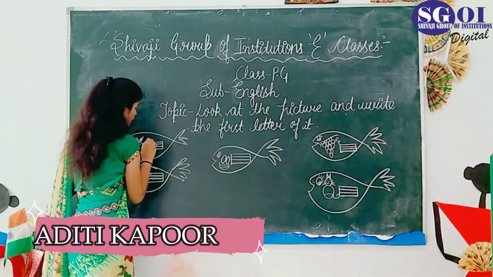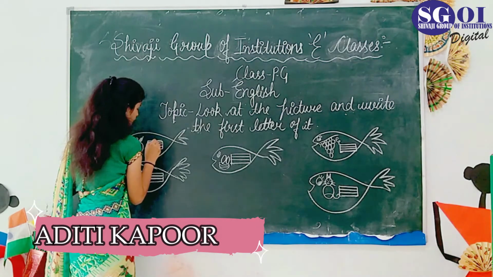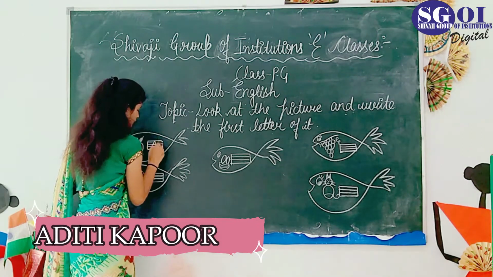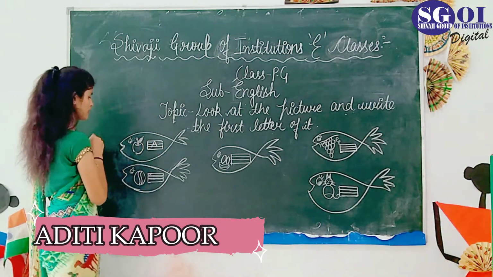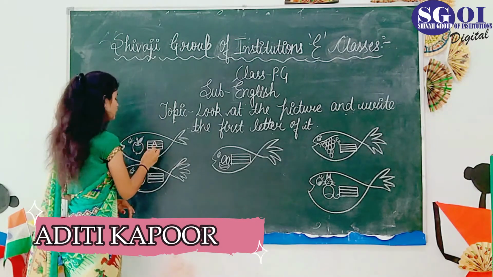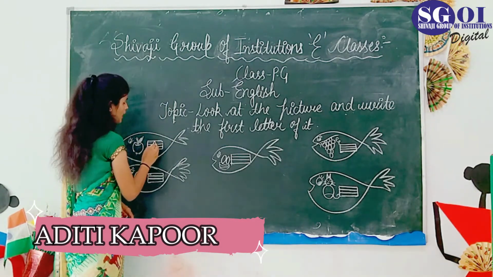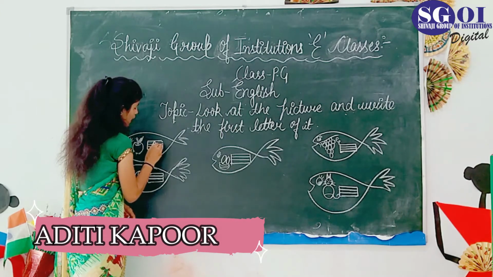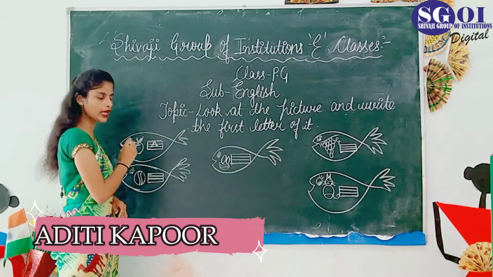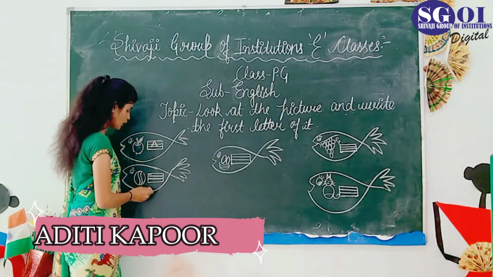A for apple. Like this. This is the picture of apple, and we write over here the first letter of apple. First letter of apple is A. Okay, so come to the next line.